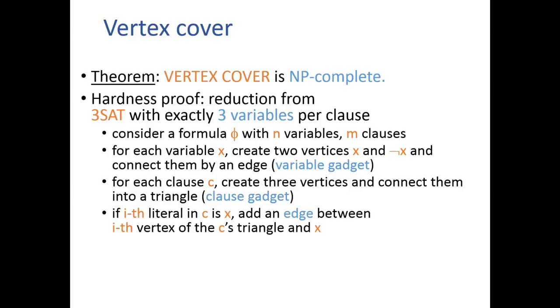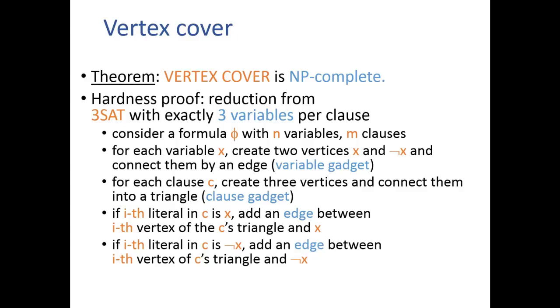Okay, so now we have a bunch of variable gadgets, a bunch of edges, and a bunch of triangles. Now we have to connect them, and that's the interesting part. We connect them in a fairly natural way. We assume that all triangles have numbered vertices like 1, 2, 3. And if the ith literal in the respective clause is x, we add an edge between the ith vertex of that triangle and x. So think of vertices of the triangle as being labeled with literals. We connect them to occurrences of those literals in variable gadgets. So x goes to x, not x goes to not x.